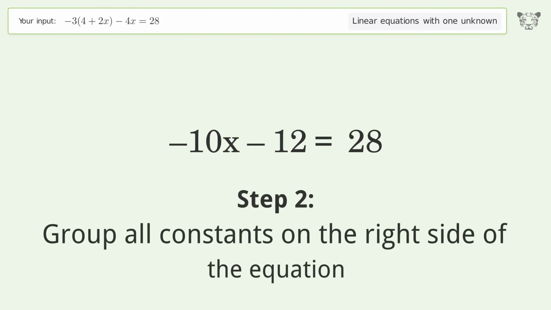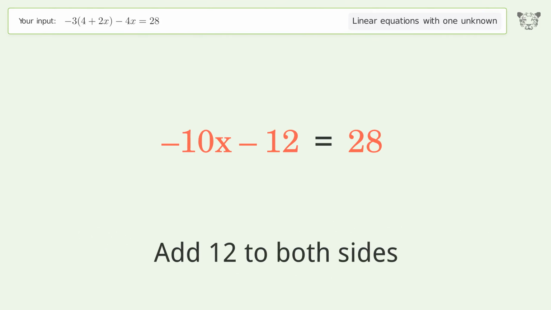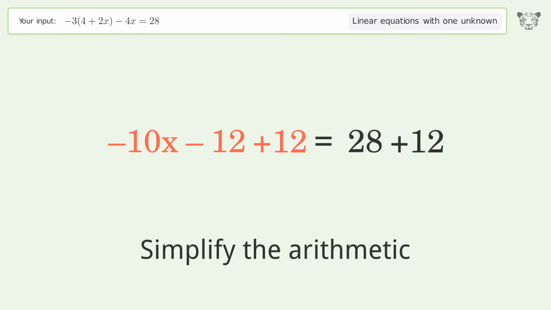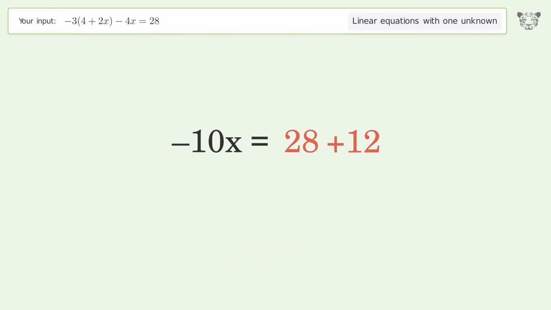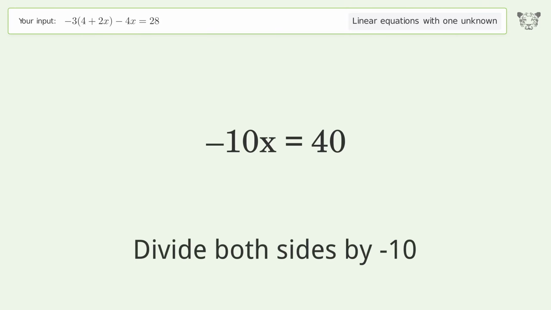Group all constants on the right side of the equation. Add 12 to both sides. Simplify the arithmetic. Isolate the x. Divide both sides by -10.